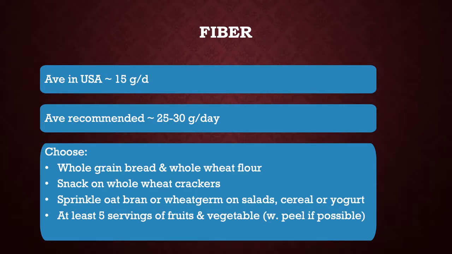Fruit juice doesn't provide the same amount of fiber as whole fruit, especially if that fruit has a peel or a skin. Another good tip for increasing fiber intake is sprinkling oat bran or wheat germ on meals like salad and cereal. Sadly, on average, we in the US only consume about 15 grams of fiber every day.